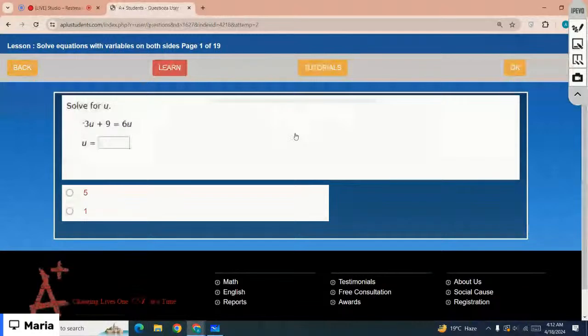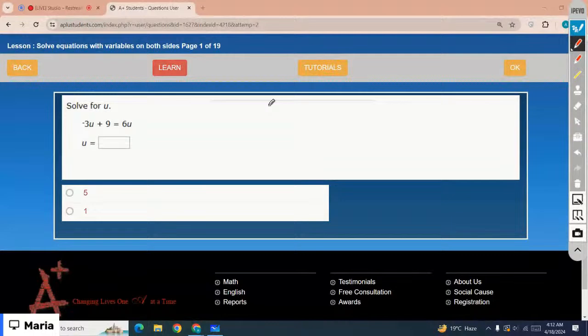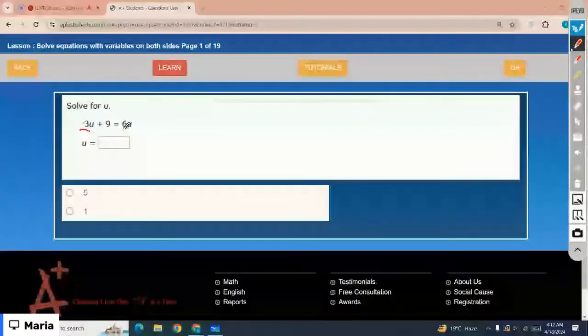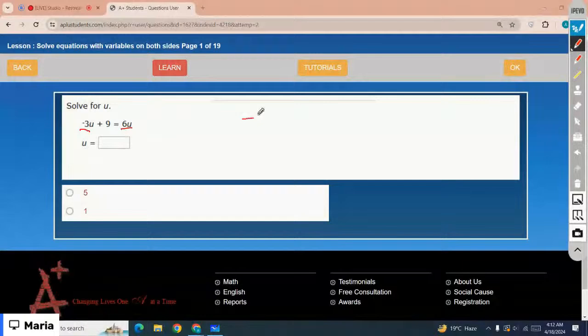You have negative 3u plus 9 equals 6u, right? Move 6u to the other side because you need to collect the like terms, and move 9 to the other side. That would be then negative 9, right? Negative 3 minus 6 is negative 9, u equals negative 9. So which is the correct option?